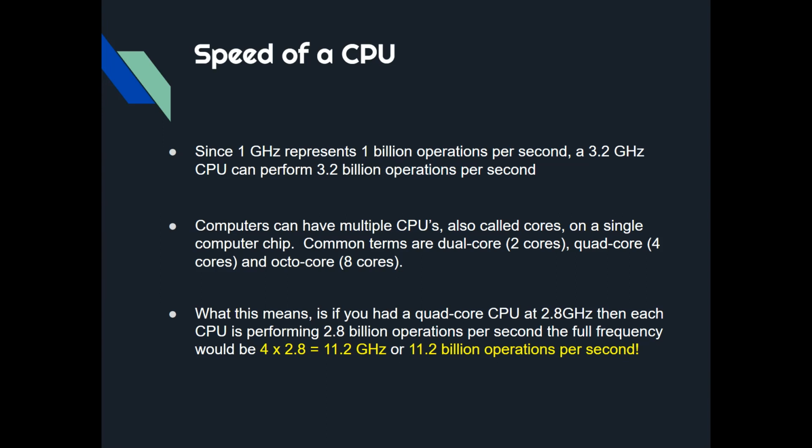In reality, the number is actually a little bit smaller than that because it takes time for data to transfer and things like that. But on paper, in theory, 11.2 gigahertz or 11.2 billion operations per second. So that's how we know how fast our computers are.